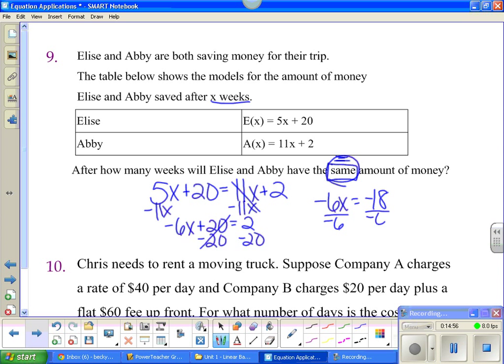Divide by negative 6. X equals 3. So what does this mean? This means it takes 3 weeks for their two bank accounts to be the same. What's going to happen after that? Abby's going to have more money because she is now past Elise and she's going to be saving more money each week.